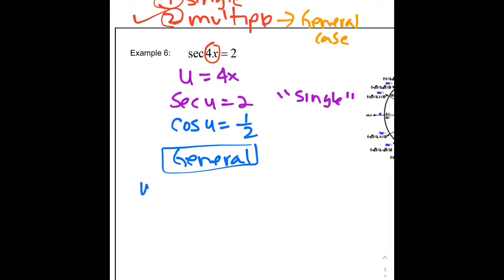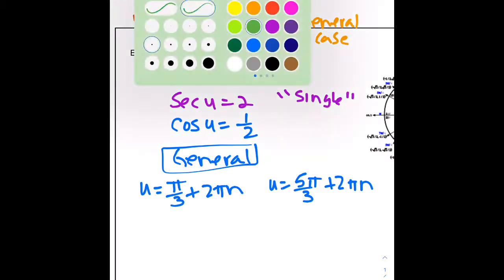So I know that u is equal to pi over 3 plus 2 pi n. I also know that u is equal to 5 pi over 3 plus 2 pi n, where n is a member of the integers, and I'm probably not going to write that on every single problem. Save a little time and energy. But I don't want to know what u is. I am trying to solve for x.